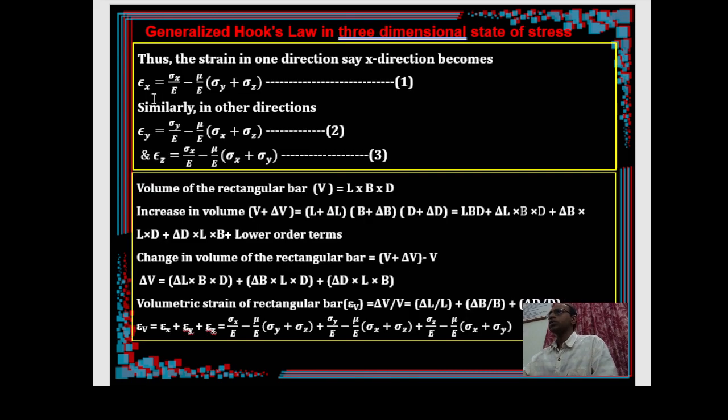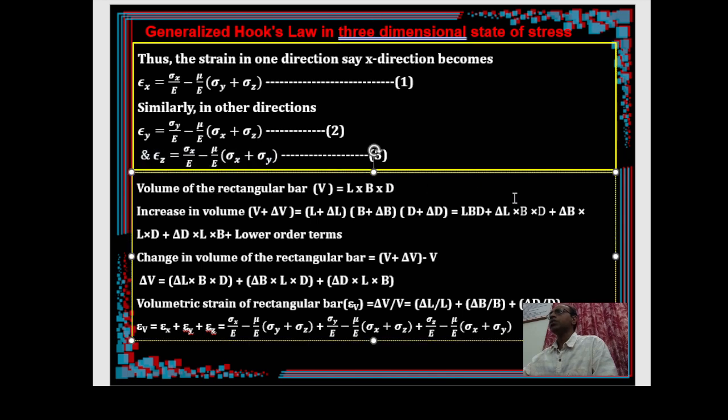So epsilon x is sigma x by E, and for the other two directions, minus mu by E times sigma y plus sigma z. Similarly, you can get them in the y and z directions, right? So these are the equations for the generalized Hooke's law in three dimensions, if you consider axial stress acting in all three directions. These are the strain values. The strain in the x direction is given by this formula, the strain in the y direction is given by this formula, and the strain in the z direction is given by this formula.